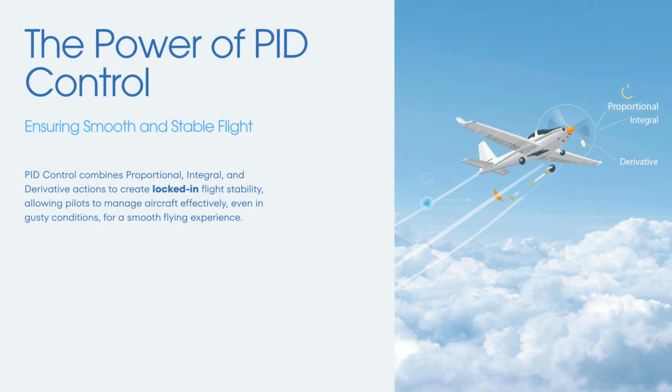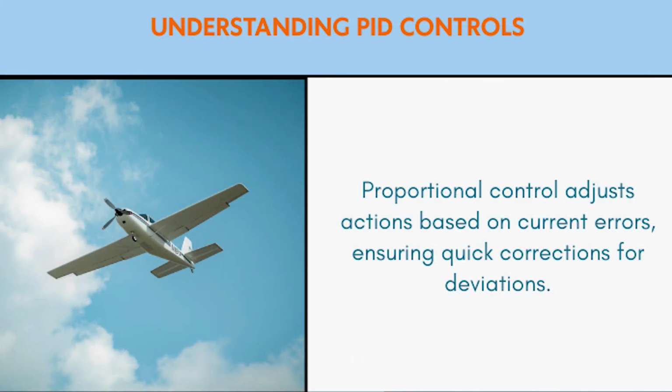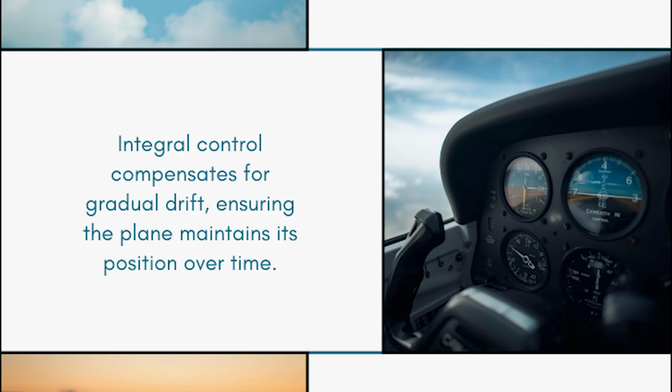First, let's quickly review PIDs. It stands for proportional, integral and derivative. And it's how your flight controller keeps your plane stable. Proportional controls how hard the flight controller fights deviations from your target. Higher P equals faster corrections. Too high equals oscillations, so you need to find that balance.